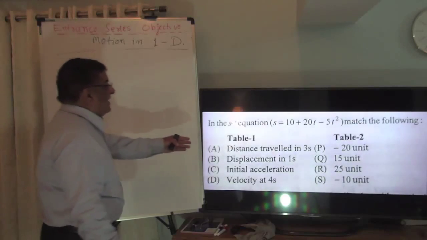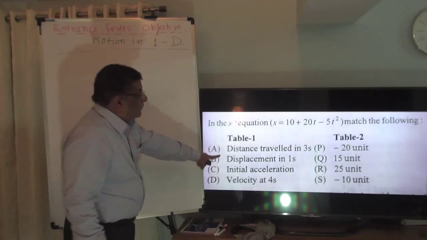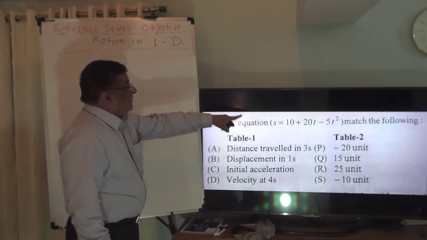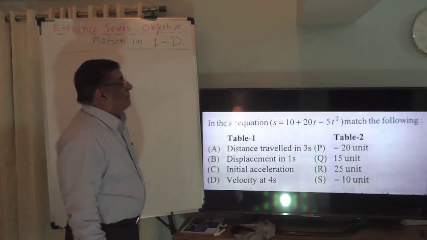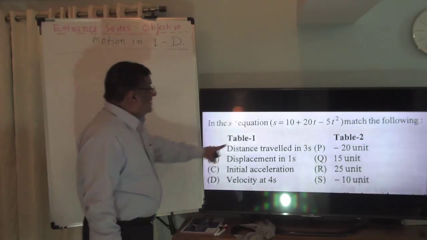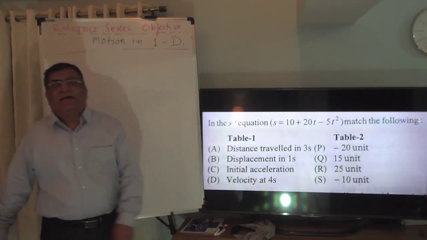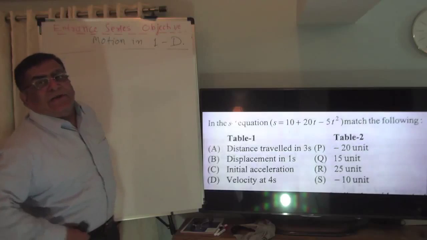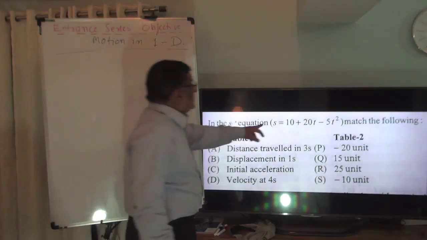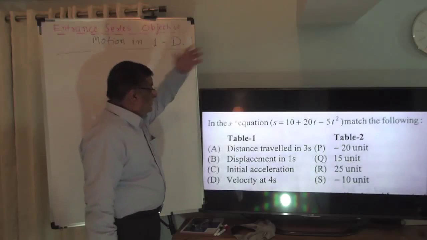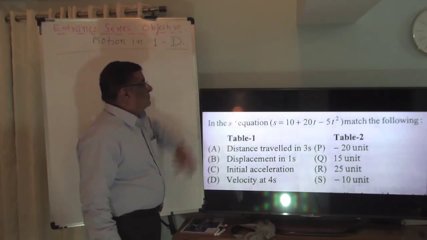Again, same style of question. We have to give 4 answers in one question. The equation is s is equal to 10 plus 22t minus 3t square. Match the following. Distance travelled in 3 seconds. What does this equation speak about? This equation speaks about distance or the displacement. Okay.